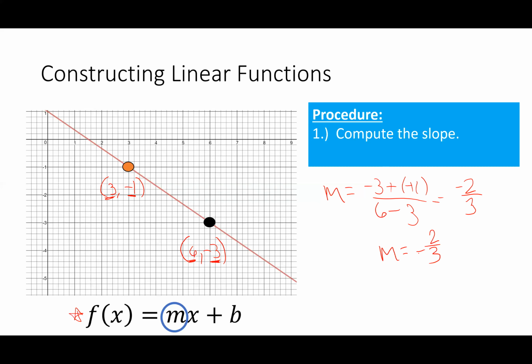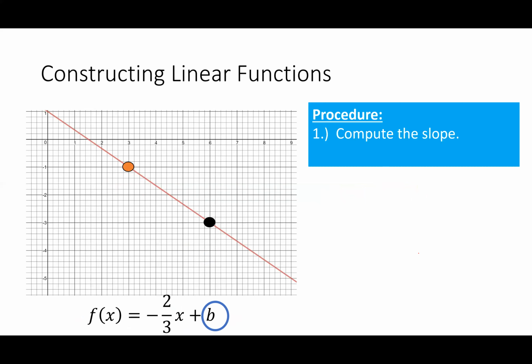Okay, so I've got my m value. And now I need the b value. So how do I find the b value? Well, we know that the b value is going to be the y-intercept, so if I really wanted to, I could just look at the picture and go, oh, cool, b is going to be equal to 1. But let's pretend we didn't have this picture in front of us.